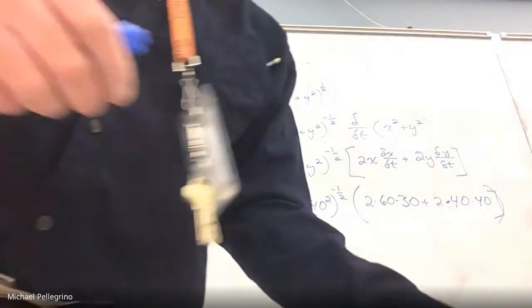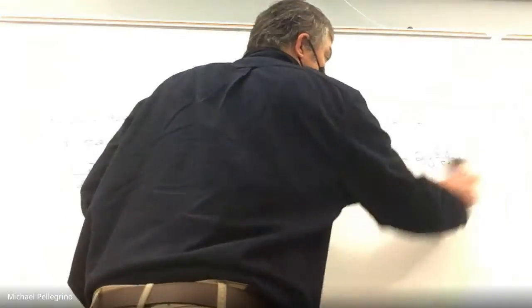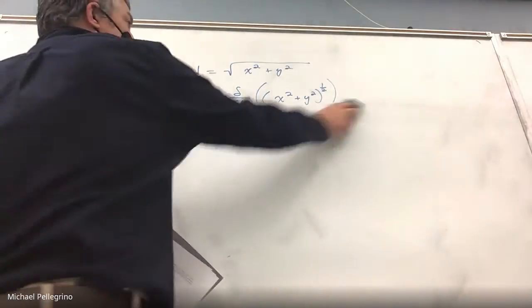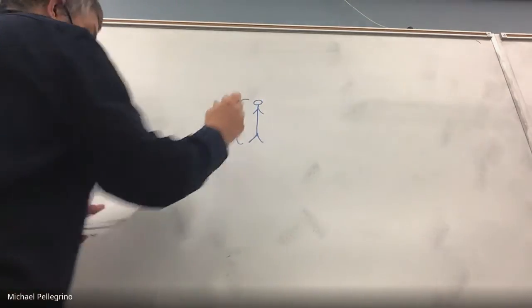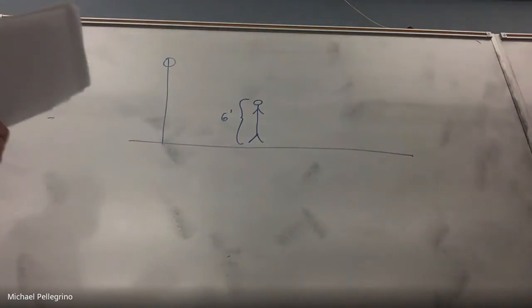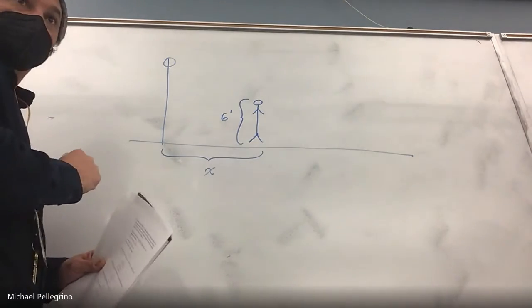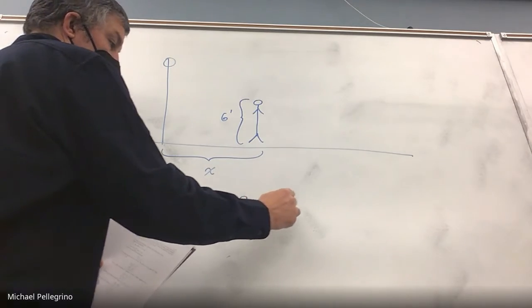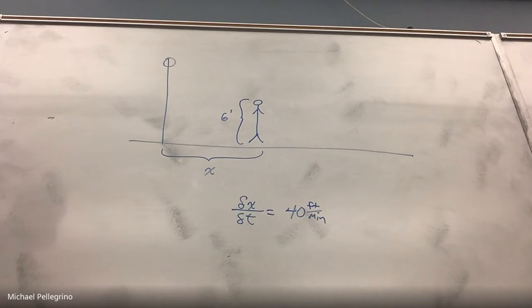Number six. So a person who is 6 feet tall is walking away from a lamppost. Here's the lamppost. At a rate of 40 feet per minute. So if we call this x, then dx/dt equals 40 feet per minute. When the person is 10 feet from the lamppost, the shadow is 20 feet long.